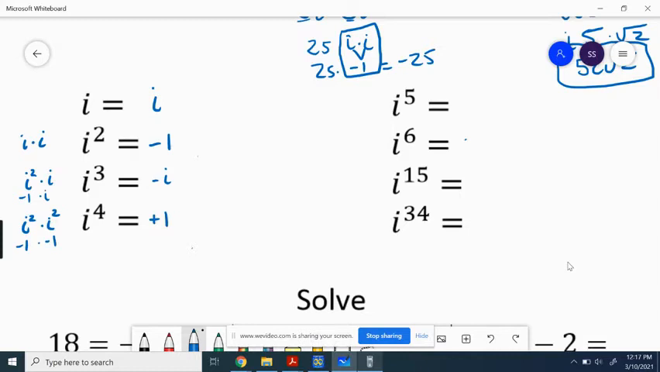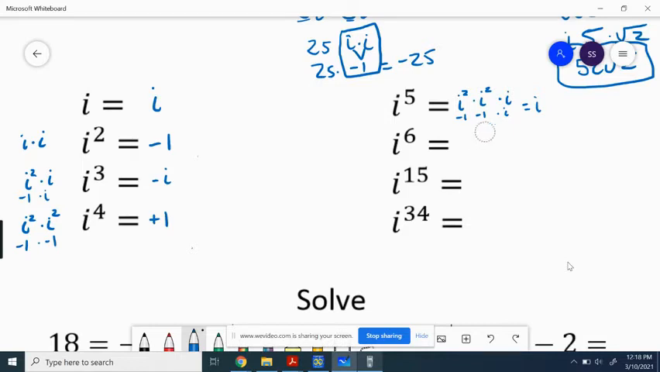Well, i to the fifth you can think about as i squared times i squared times i. Well, i squared is negative 1, times i squared is negative 1, times i. Well, negative 1 times negative 1, that's positive 1. Positive 1 times i is just positive i, right? Okay, and what about i to the 6th power?